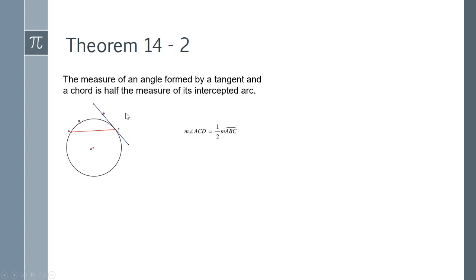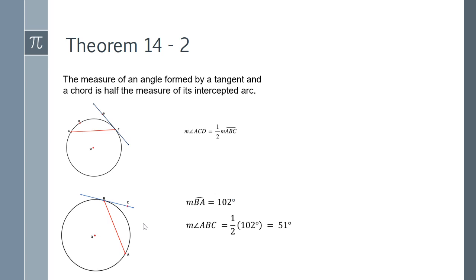So the measure of angle ACD is half of arc ABC. I could have just said AC, but I wanted to make sure you understood that I wanted to go in this direction. All right, so here's an example. The measure of arc BA, which is this arc right here, is 102 degrees. So what is the measure of angle ABC? It's half of 102 degrees, which is 51 degrees.